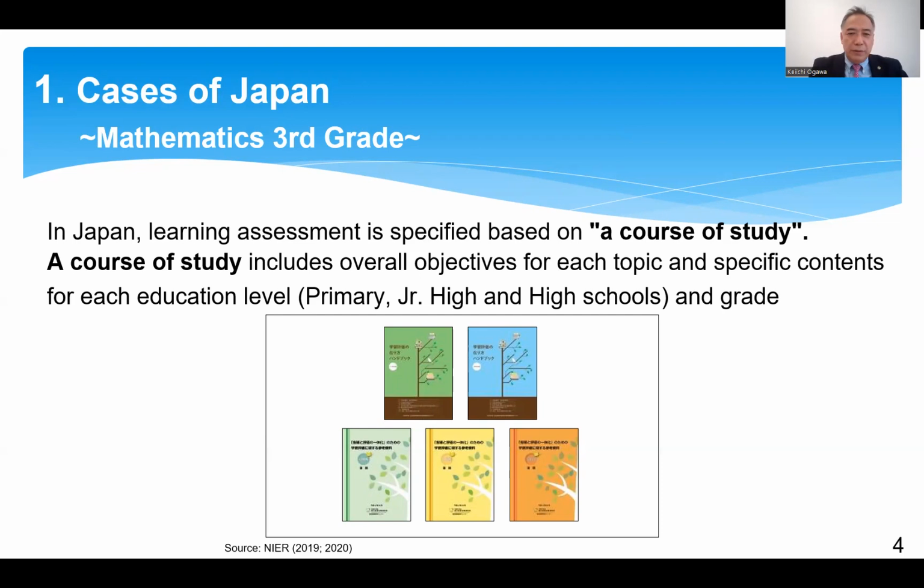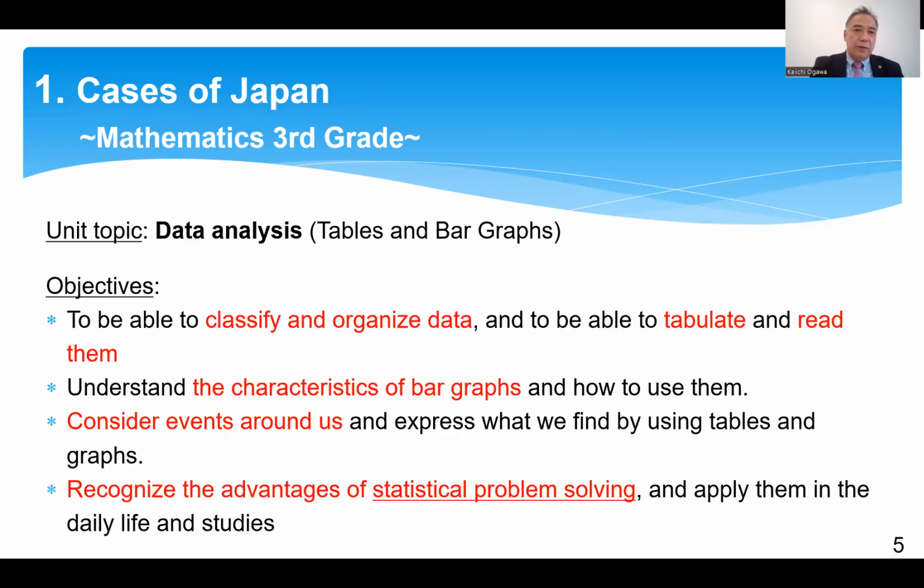A course of study includes overall objectives for each topic and the specific contents for each education level, which are primary education, junior high school, and high school. So high school is senior high school also, and the grade. So mathematics, grade 3. Unit topic: data analysis, specifically focusing on tables and bar graphs.